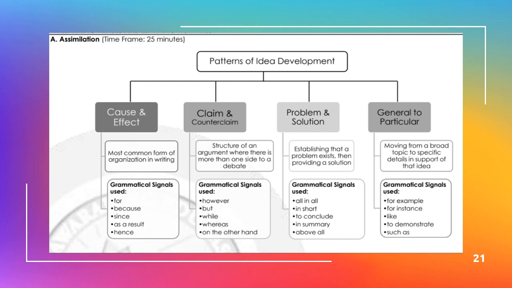We also learn in this lesson that there are some grammatical signals that we can use in problem and solution and in general to particular. Okay, so we can use the grammatical signals that show the importance of order, such as primarily, the most important, so on and so forth. So we can use those grammatical signals in both problem and solution and general to particular.